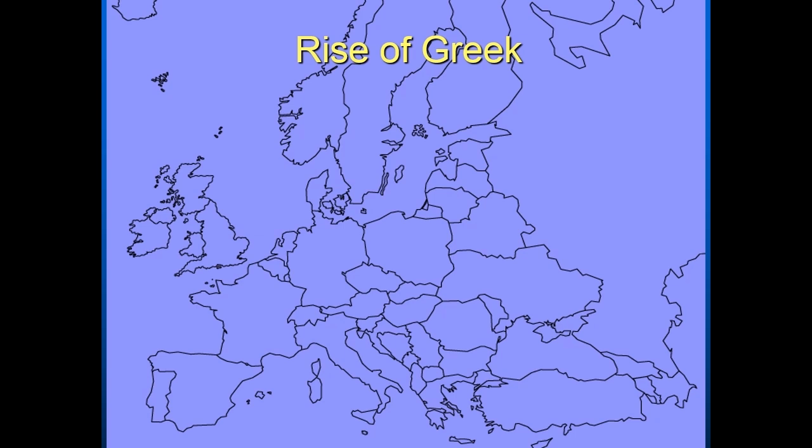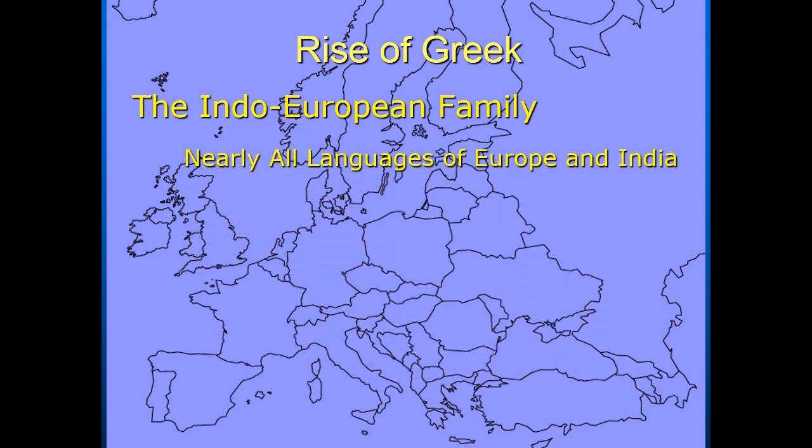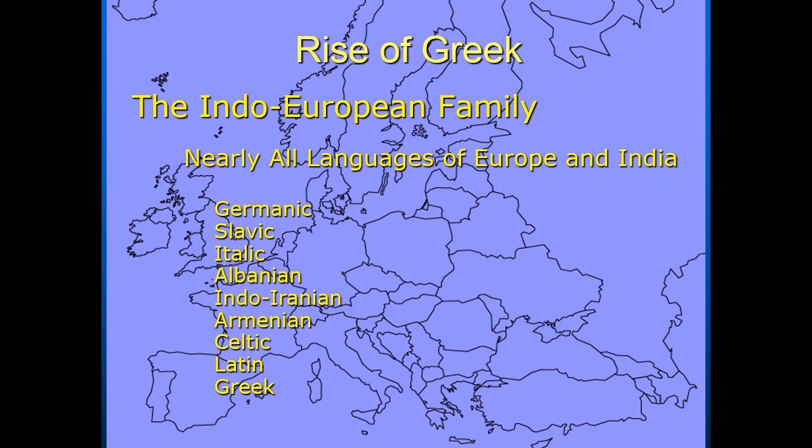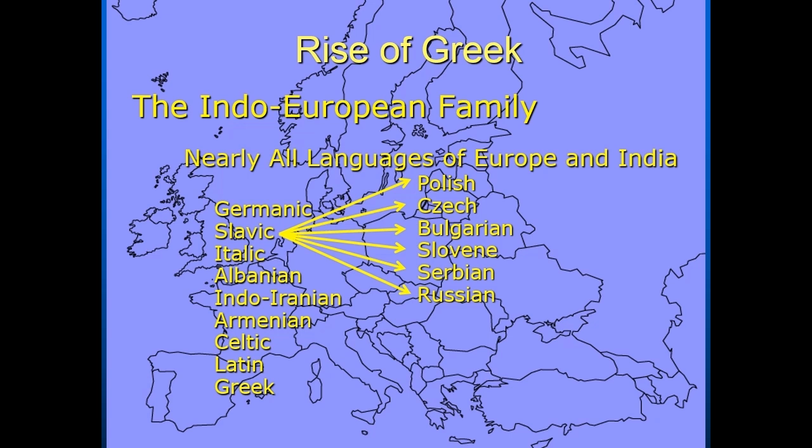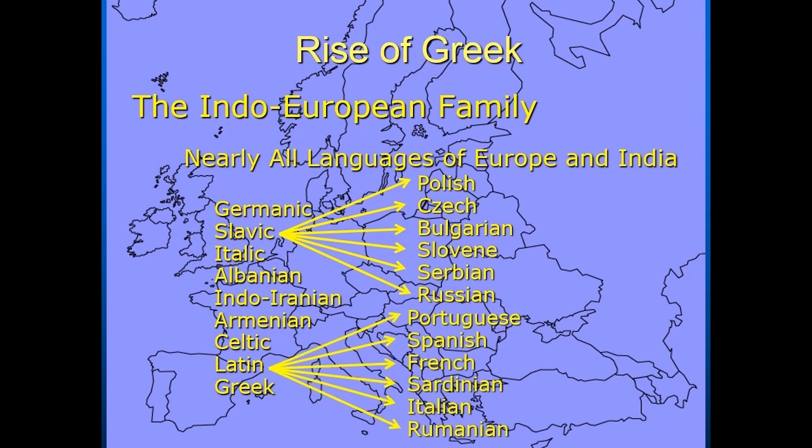That fact requires us to glance at its origins in the Indo-European family of languages. That is a huge family, including nearly all the languages of Europe and of India. The major groups are Germanic, Slavic, Italic, Albanian, Indo-Iranian, Celtic, Latin, and Greek. But those are only the major groups. Slavic, for example, includes Polish, Czech, Bulgarian, Slovene, Serbian, and Russian. And Latin, though now a dead language, that is, not spoken natively by anyone, still gave rise to Portuguese, Spanish, French, Sardinian, Italian, and Romanian. And there are many more besides.